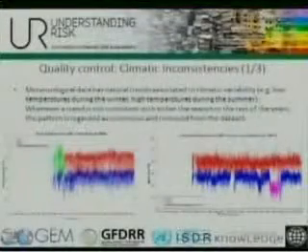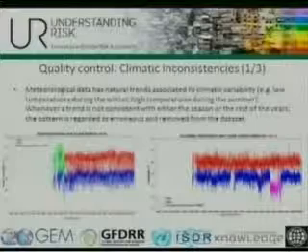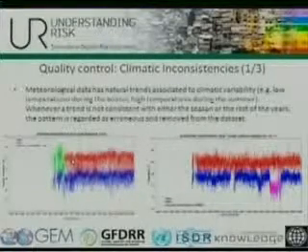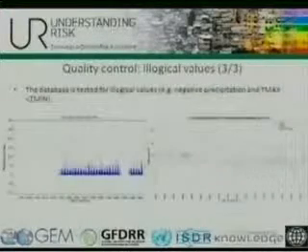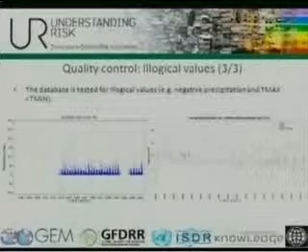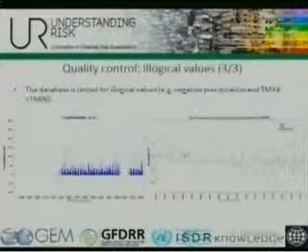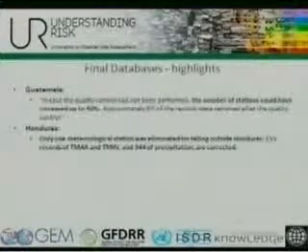After that, we check for climatic inconsistencies, which are usually associated with the calibration of the instruments, and we remove all these suspicious data from the data sets. We also check for outliers and for illogical values. Believe it or not, databases have negative precipitations and maximum temperature over minimum temperatures, so we also check for that.